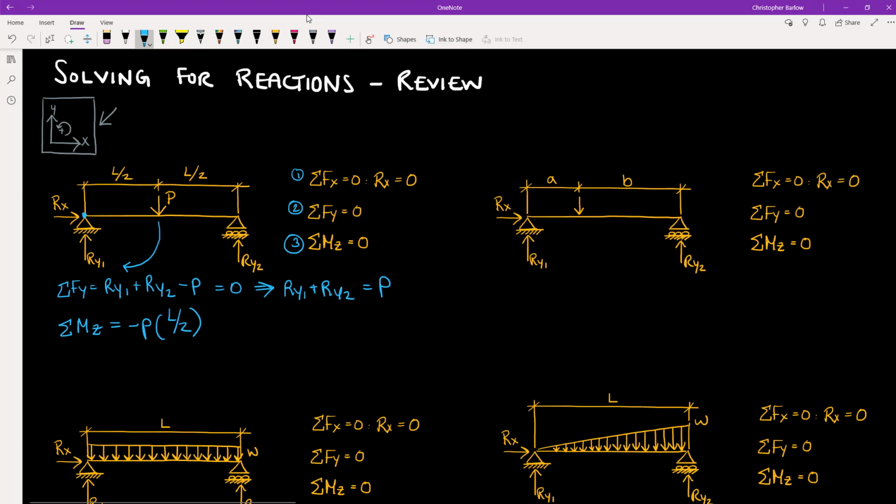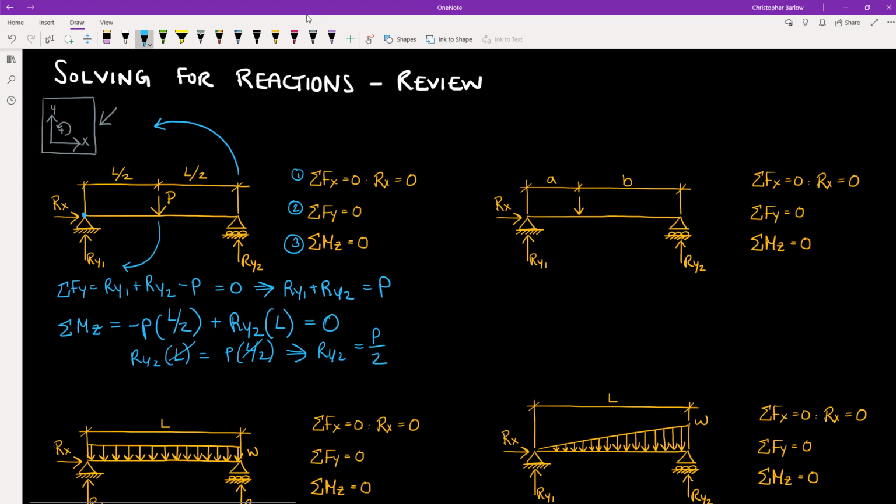Next we have Ry2 times its perpendicular distance, the total length L, and Ry2 is creating a moment in the counterclockwise direction, and so it will be positive, is equal to 0. Again, we apply algebra. Ry2 L is equal to P L over 2. Divide by L on both sides, and we get Ry2 is equal to P over 2.